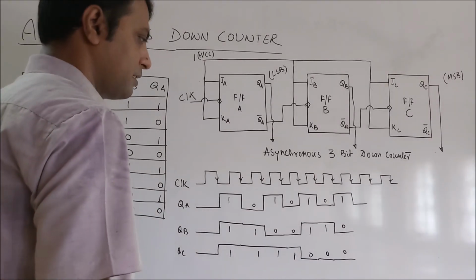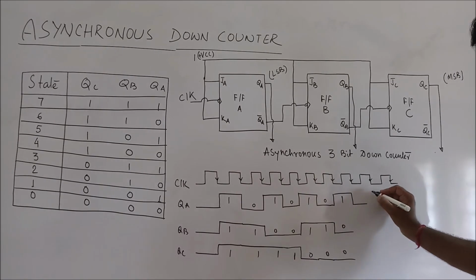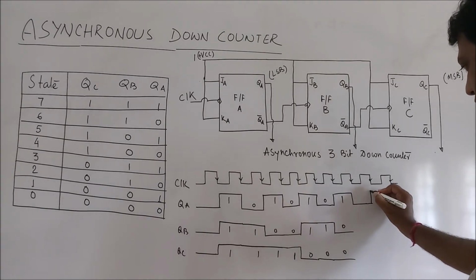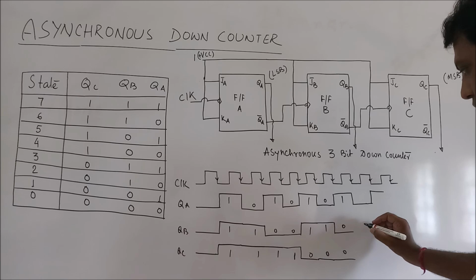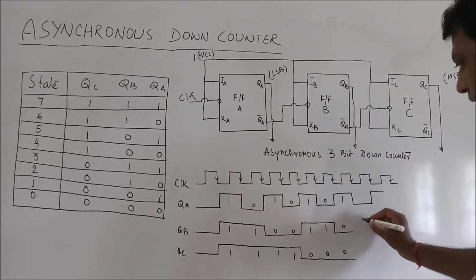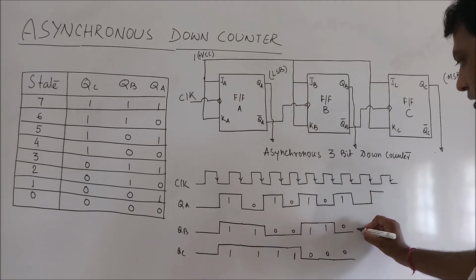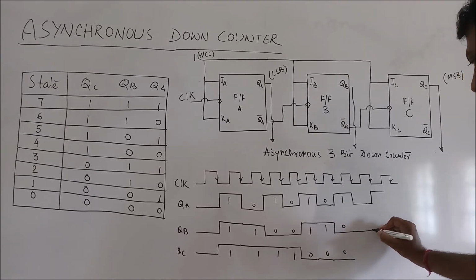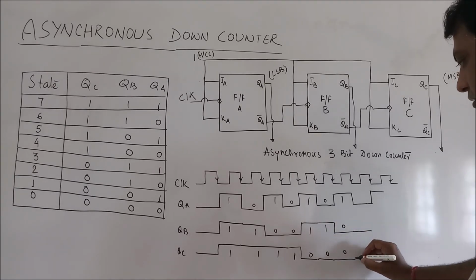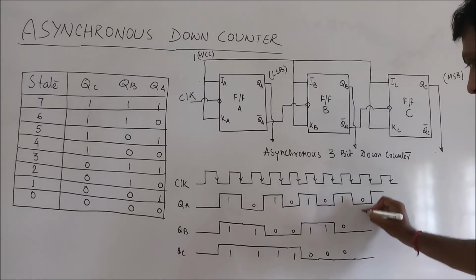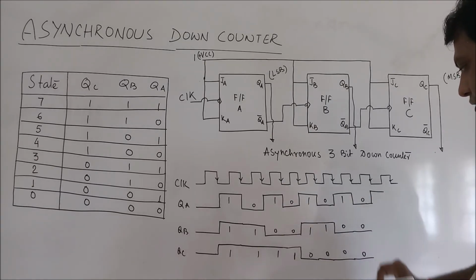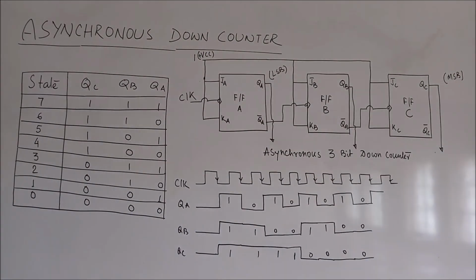Then the last stage. Here QA is 0, then QA bar is 1, so flip-flop B remains in the same state and flip-flop C remains in the same state, so 0 0 0. That means the last output matches. So in this way we can show asynchronous down counting using flip-flops.